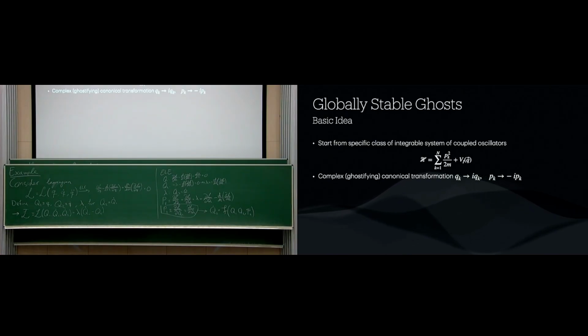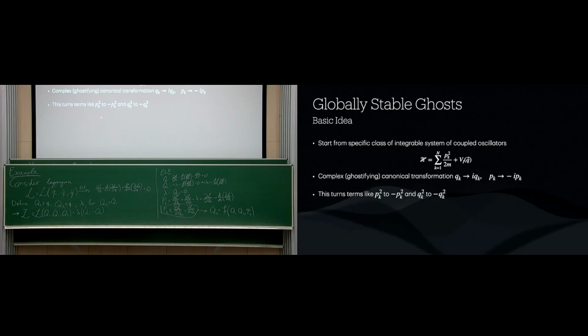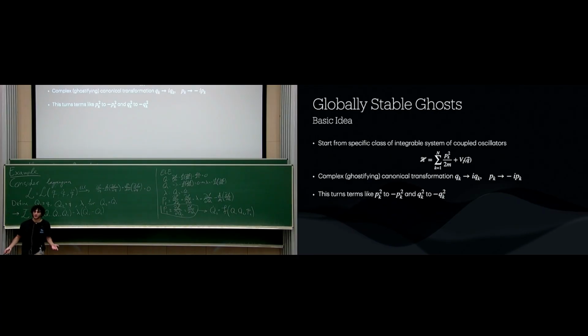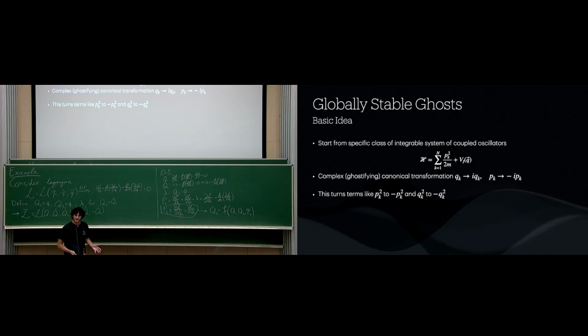Well, there is a complex canonical transformation you can consider, something like this, which essentially will turn squared momenta terms to minus squared momenta and squared positional terms to minus squared position. Essentially, this is going to unbound your Hamiltonian. Now, if you also ghostify your initial conditions, it's an equivalent system. But if you only ghostify the Hamiltonian and then use real initial conditions, you have a completely different system.